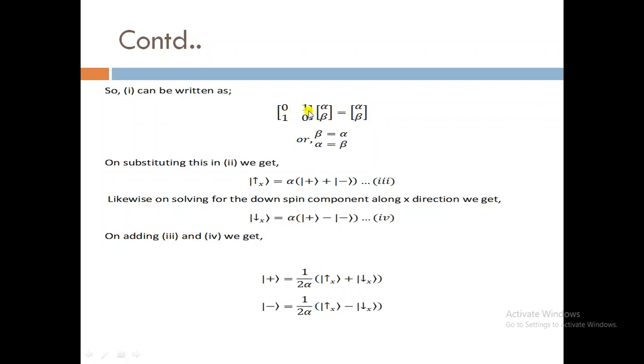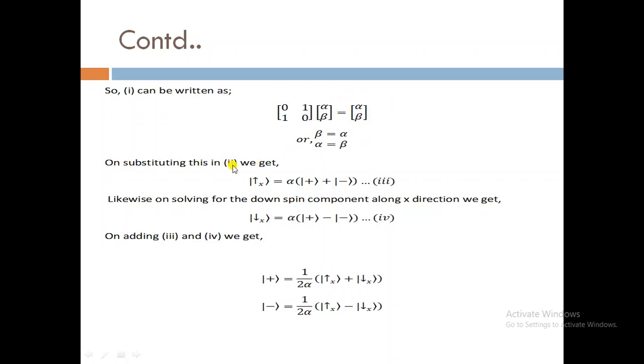On solving this, what will we get? 0 into alpha plus 1 into beta gives beta, and 1 into alpha plus 0 into beta gives alpha. So beta is equal to alpha and alpha equal to beta. So the state is actually (alpha beta), and for that we can write (alpha alpha), since beta equals alpha.